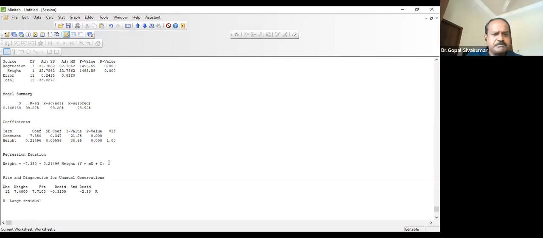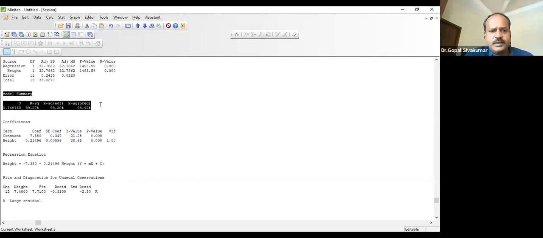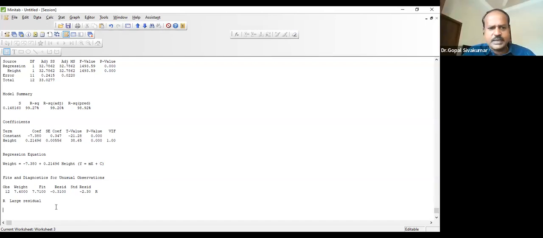So we just got the regression equation. Now, when you have sufficient data, any regression equation model generated in Minitab will give a model summary. Can you see the model summary here? Actually, the model summary is not generated for the current data. I am referring to the previous one.